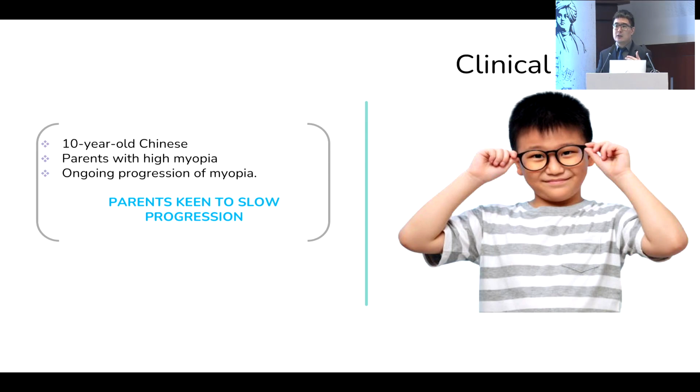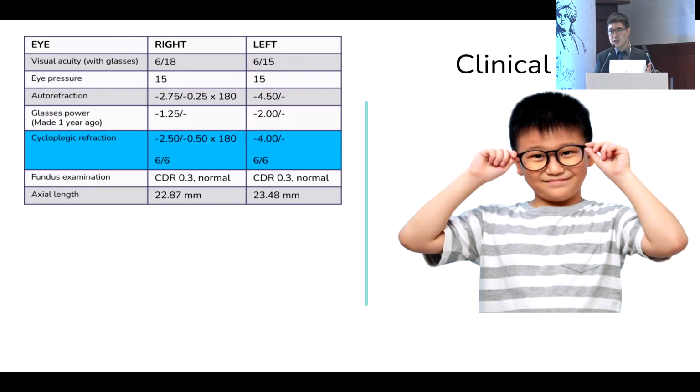Right now there are a lot of other modalities coming out. If we start off with a clinical case, we have a 10-year-old Chinese boy whose parents have high myopia, so this is a high risk of progression. Now the parents bring the child in because there's documented progression of myopia, and the parents are keen for something to be done.